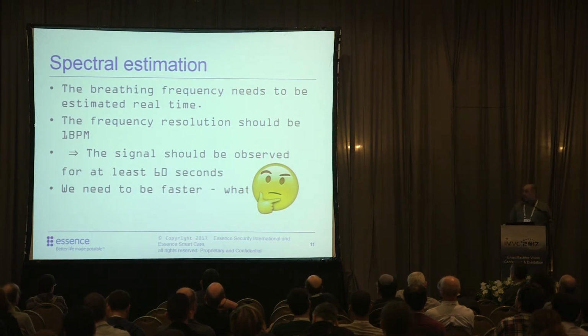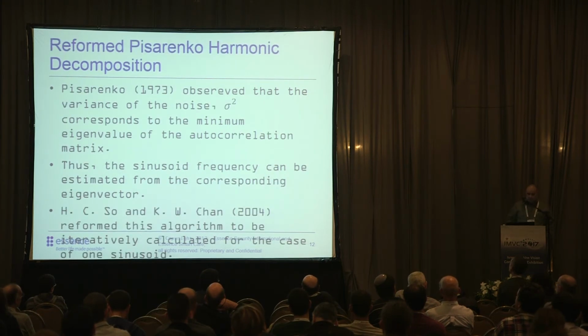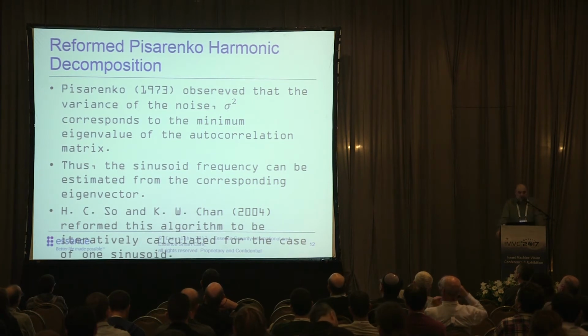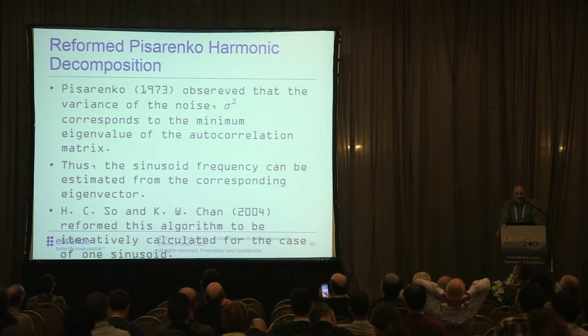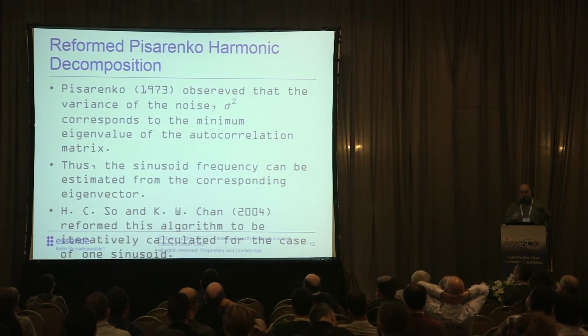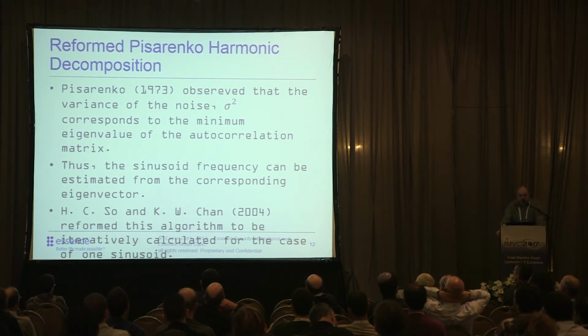So the approach that we took is to use a super resolution spectral estimation algorithm using the well-known Pisarenko method. In 1973, Pisarenko observed that the eigenstructure of the covariance or autocorrelation matrix of the data can be used for estimating the frequency. And So and Chan, in 2004, reformed this algorithm to be iteratively calculated for the case of one sinusoid.